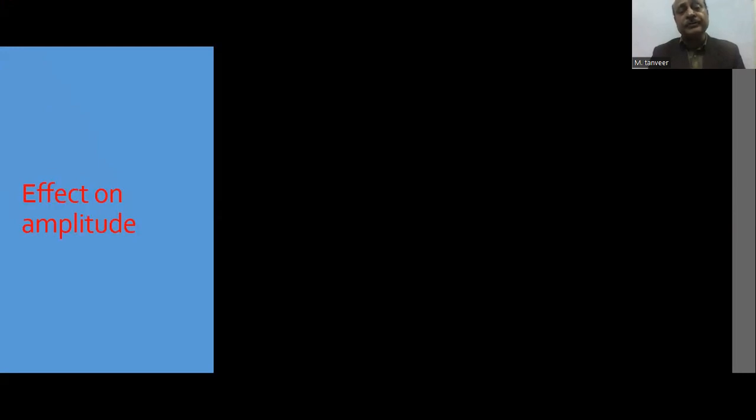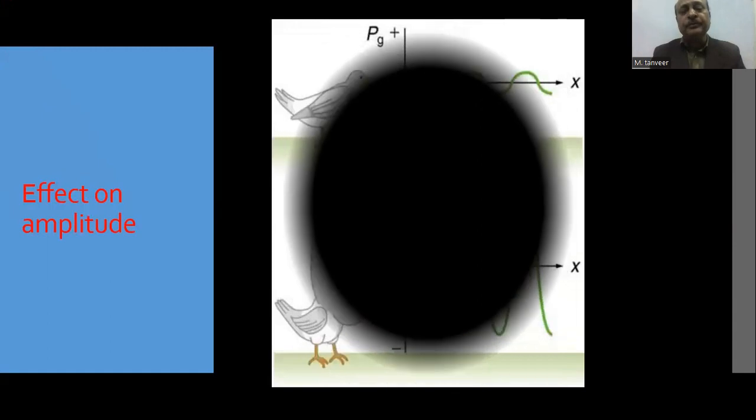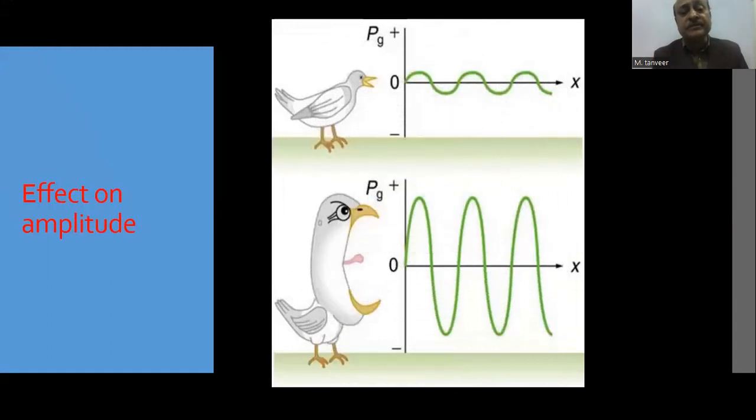Effect of amplitude. Loudness depends upon amplitude. If the amplitude of the wave is large, then loudness is large. If amplitude is low, then loudness is low. In the first picture, amplitude is low, and in the second, the amplitude of the wave is high, so loudness will be high. Loudness is directly proportional to amplitude. If we increase the amplitude of sound, then sound will be loud. If we reduce the amplitude, then sound will be low.